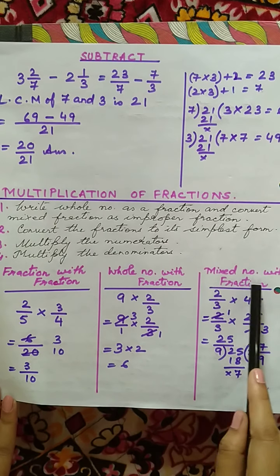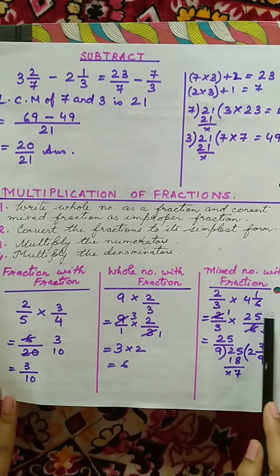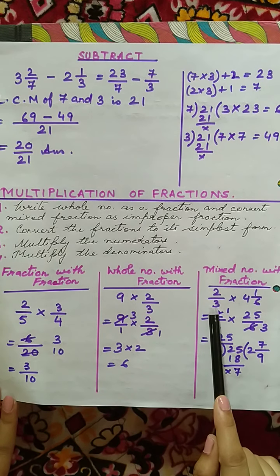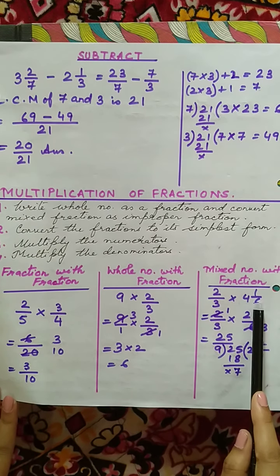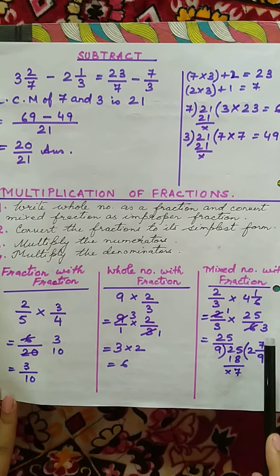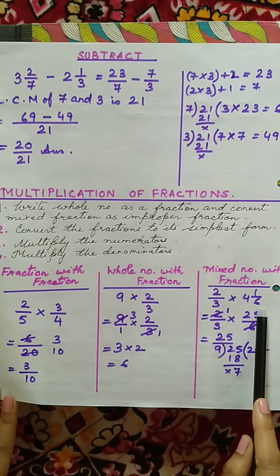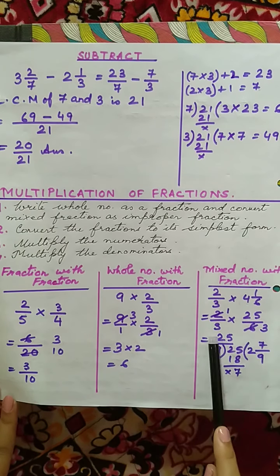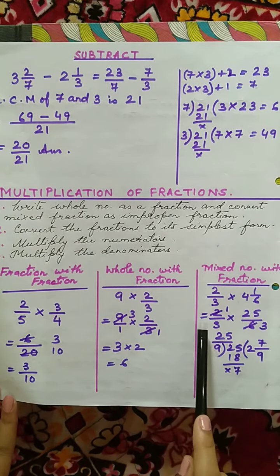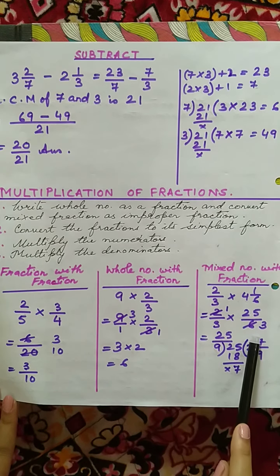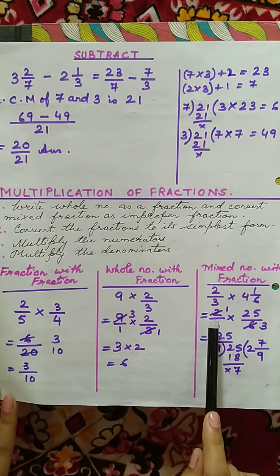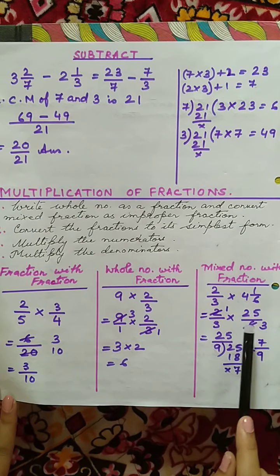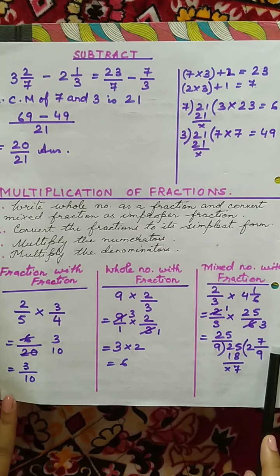Next we have mixed number with fractions. Now we have a mixed number here. We have to multiply it with a fraction. But we have to change the mixed number first to an improper fraction. 4 6s are 24 plus 1, 25 by 6. Now we begin with cancellation. We cancel 2 and 6 with the same number, that is 2. 2 1s are 2, 2 3s are 6. We cannot cancel any more numbers by the same number.